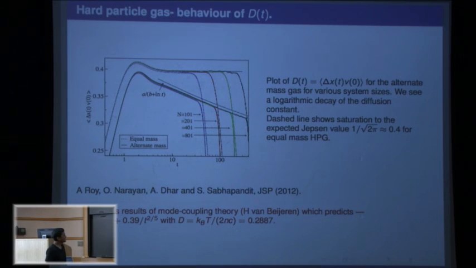One of the referees of our paper was Henk van Beijeren, and what he said is that what he expects from hydrodynamic mode coupling theory is that this curve should be something like this: D plus 0.39 by 2 t to the power 2.5. He has these exact numbers, which means that at very large times it should go to a constant, so it should be diffusive, and the diffusion constant is also known exactly. It is some number, 0.2887, which will be somewhere here.